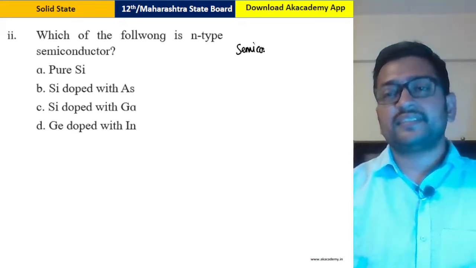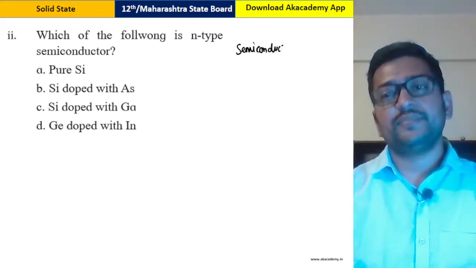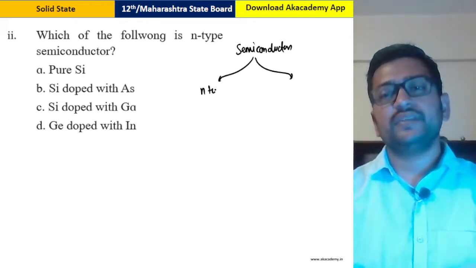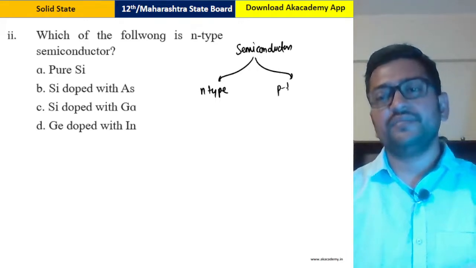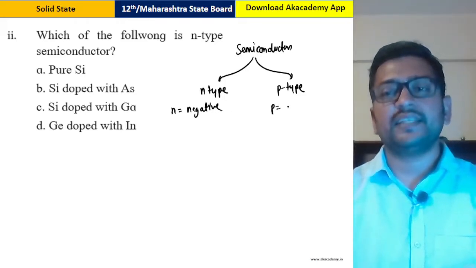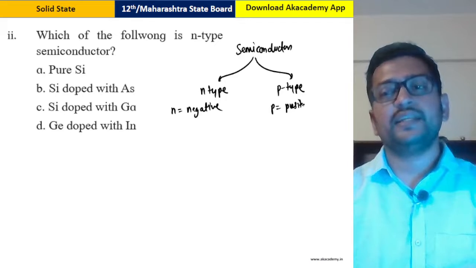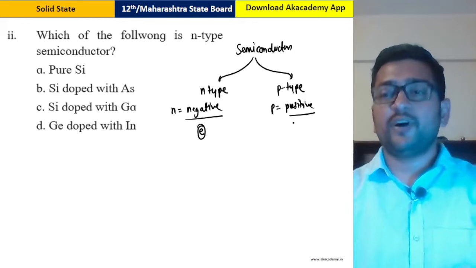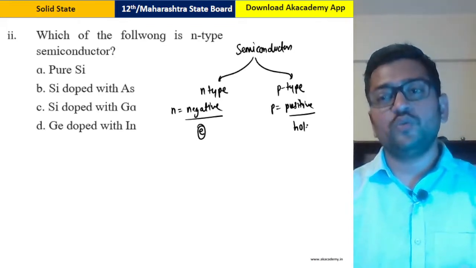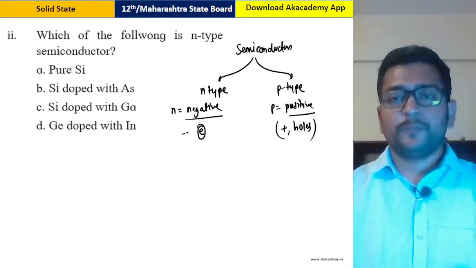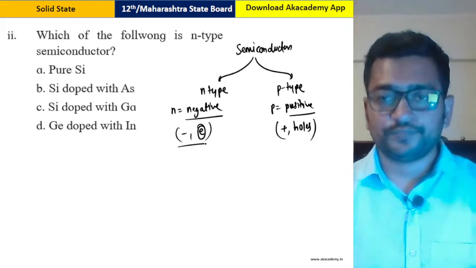So let's come to the discussion. When we discussed semiconductors, we discussed two things. The first one is n-type, and the second one is p-type. You can remember n is nothing but negative, and p is nothing but positive. So you can remember using these words. Negative means electron, positive means lack of electron. It means that holes would be there.